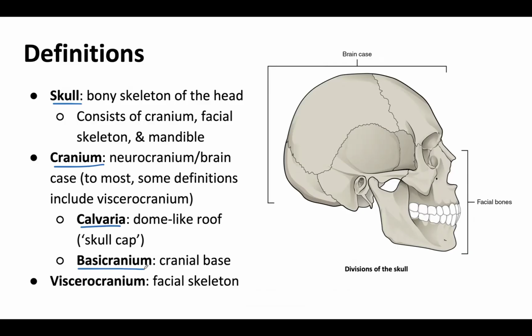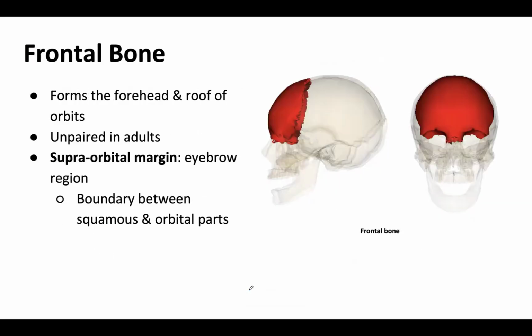Some definitions of the cranium is everything but the mandible. So a lot of discrepancies between the definitions of the cranium, and I don't want you to get too bogged down by that. I would rather you understand the terms like neurocranium, calvaria, basicranium, and viscerocranium. And the viscerocranium is going to be that facial skeleton. So let's start to work through the bones, starting with the most anterior bone of the neurocranium, and that is the frontal bone. Sometimes you hear this referred to as the forehead bone.